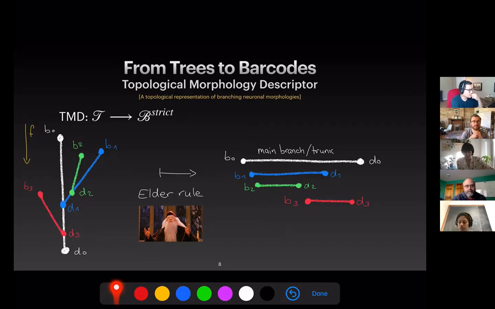So it can be done combinatorially by using the elder rule. Basically, when two branches merge into each other, you keep the one that was born the earliest. So with the blue and the green one, the blue is born before because it has a lower value of F. So the blue continues and the green one merges into the blue one. I think that's clear for everyone, I hope. The white one here is the main branch or the trunk, as I was talking about earlier, and it's going to be labeled by B0, D0 because it's always going to be there for trees.